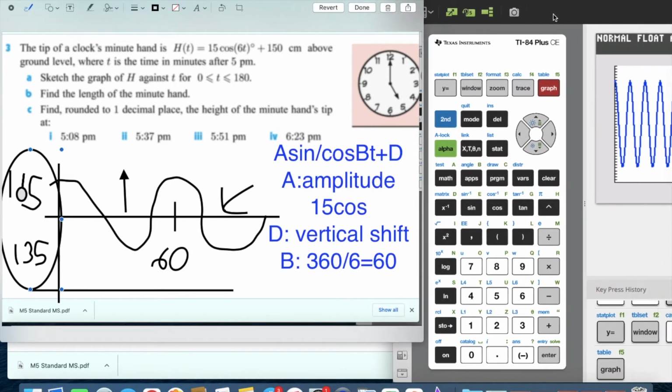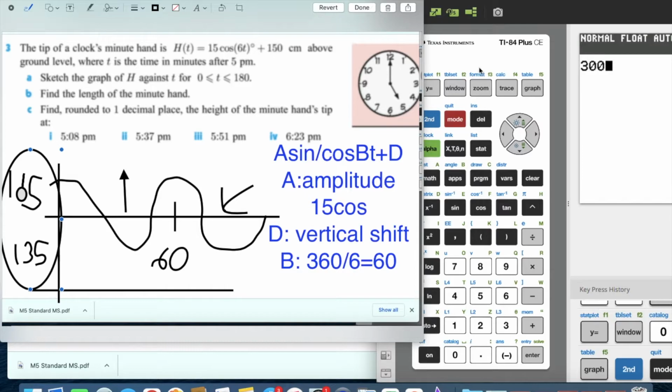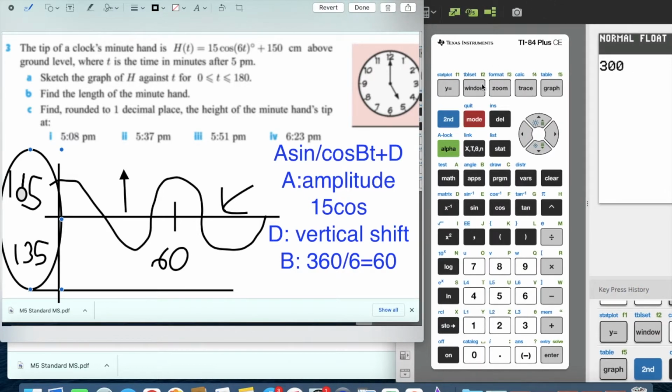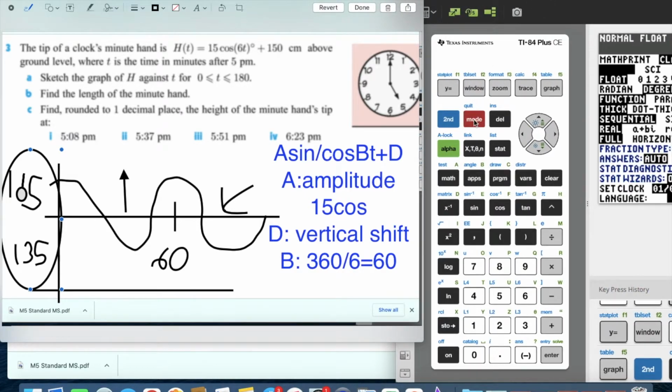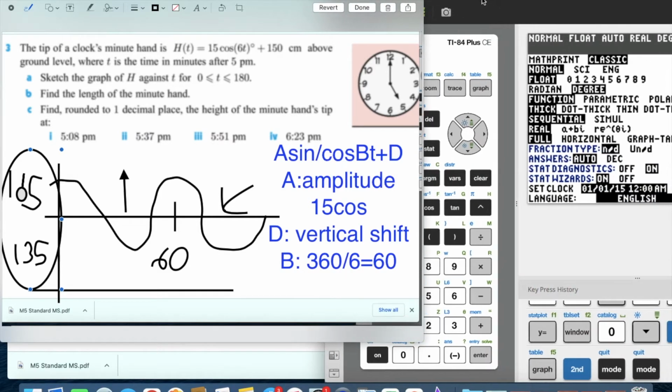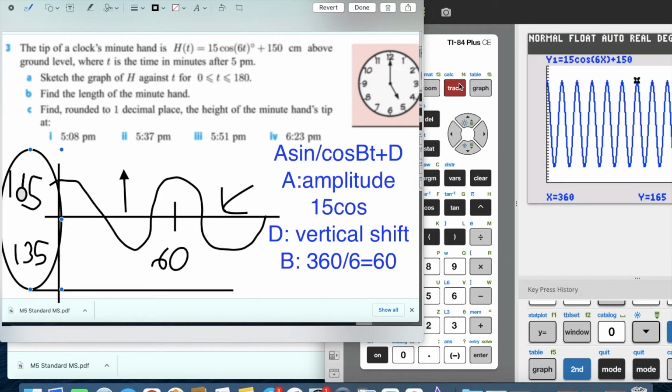That looks a lot better now. And one other thing you need to check is whether your calculator is in the correct mode. So if you click mode, we want to make sure it's in degree mode, which it is. So let's have a go at the questions.